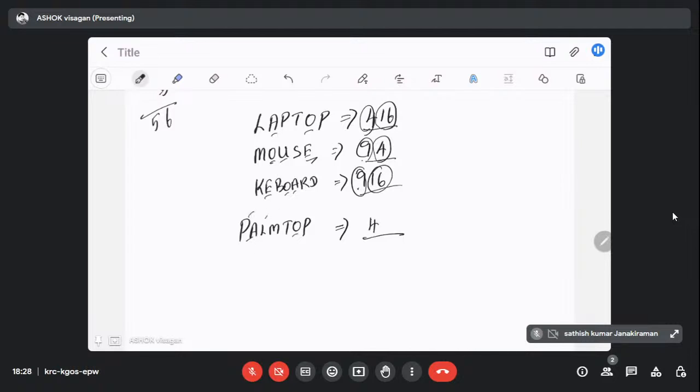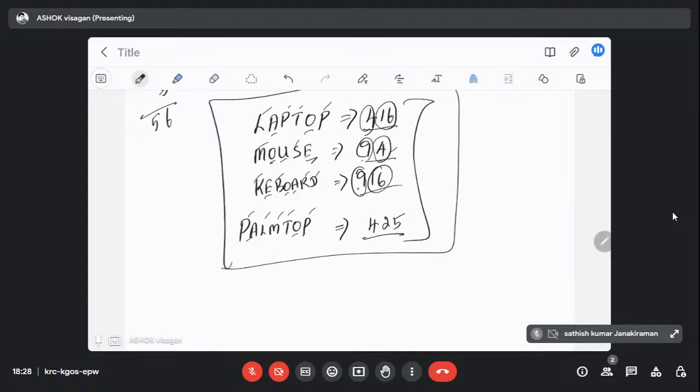Remaining how many letters? 1, 2, 3, 4, 5. So 5 square should be 25. If you look at the previous one, 1, 2, 3, 4, 4 square is 16. Here 2 vowels, 2 square is 4. In laptop, 1, 2, 3, 4, 4 square is 16. So the answer is 425. Make a note of the question. 425 is the final answer for this question.